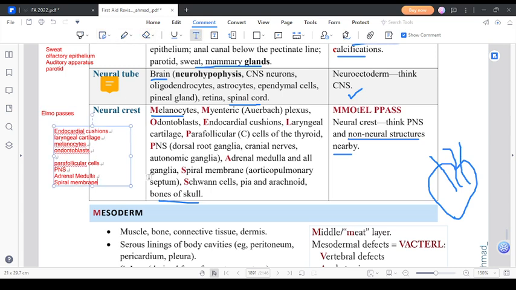Schwann cells. So remember all these things, using whatever mnemonic you want to remember it.